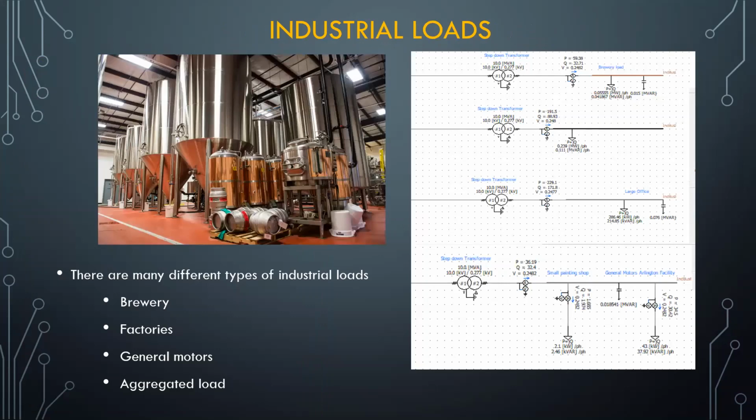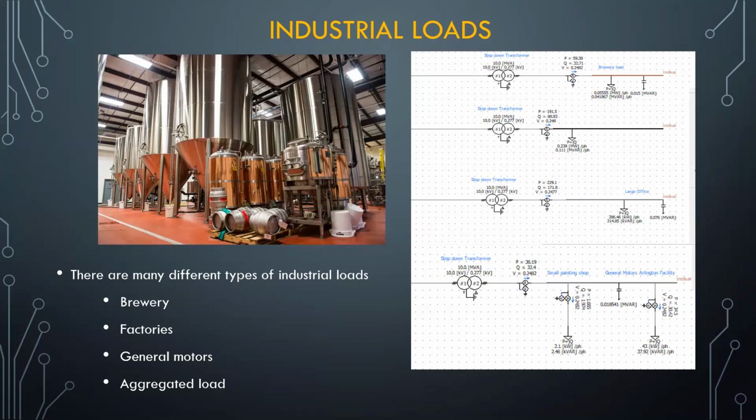Hi everyone, I'm Wen Chen Gu. In this slide, we are introducing the industrial load. An industrial load requires a lot of power to run. For example, the large office requires 286 kW per phase.